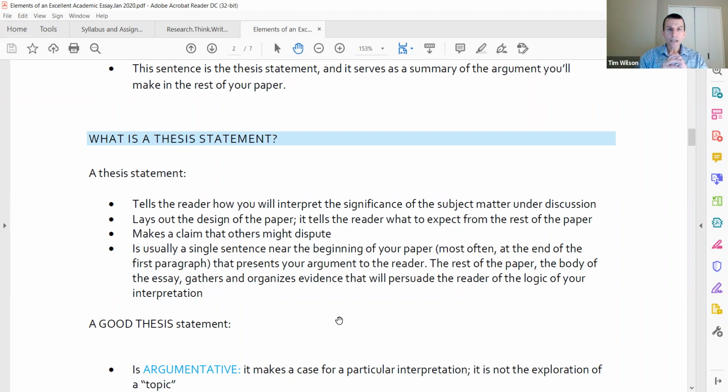Okay. The other thing that's key here is the thesis makes a claim that others can dispute. So it's not obvious. The thesis has to be specific, and I want to talk about that. It's got to be something that others can dispute. It's not obvious, and it's got to be argumentative, as opposed to evaluative, and I'll talk about that in a second.